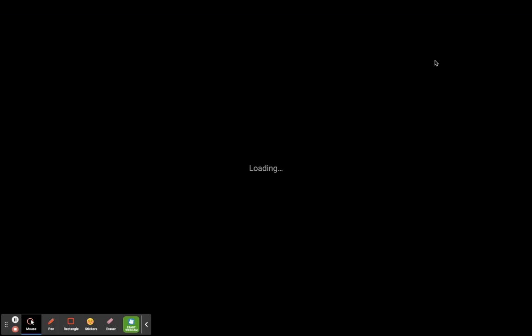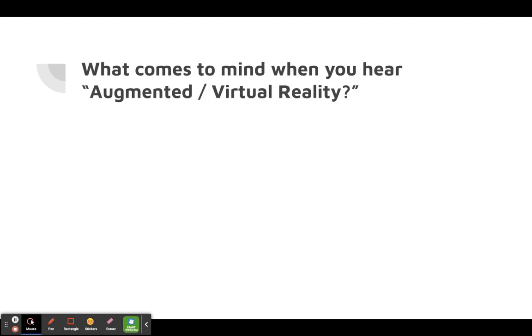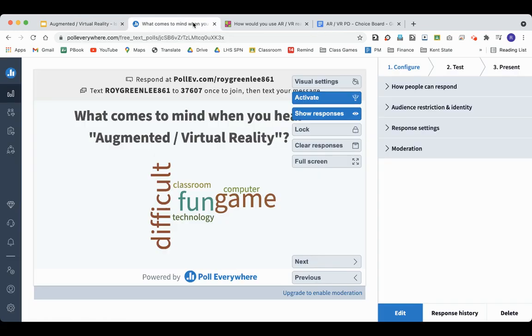So I'm not going to read through each slide completely. I'm just going to explain what each slide's purpose is and the different links that there are. So the first page says, what comes to mind when you hear augmented and virtual reality? This prompts the user to go to a poll website that they can answer the question for me. I have it pulled up.